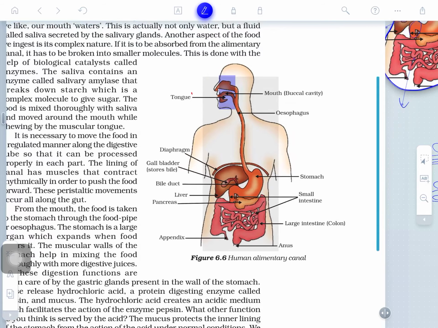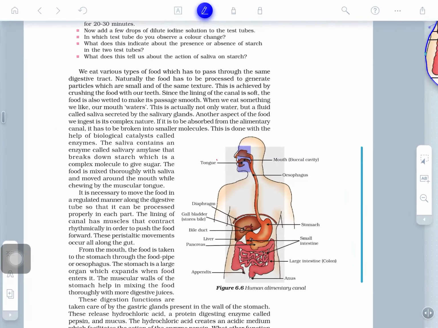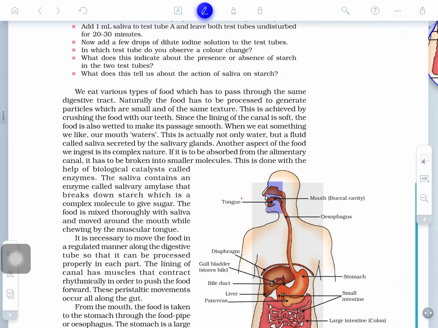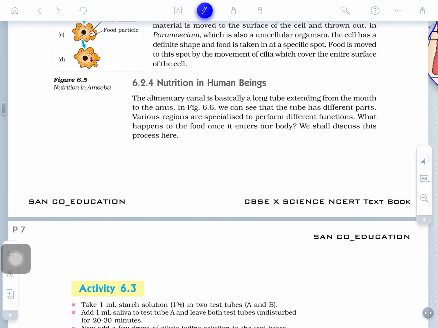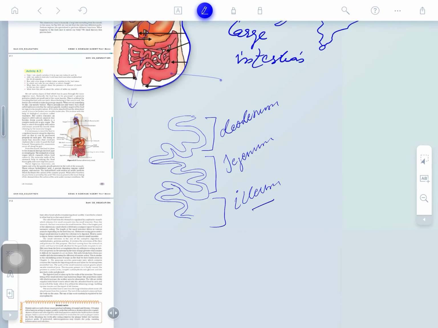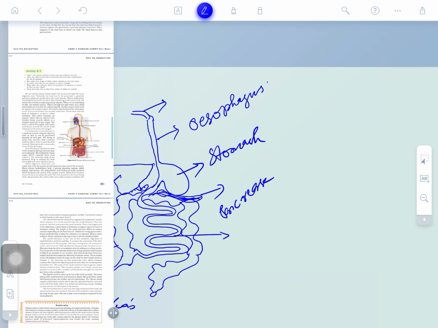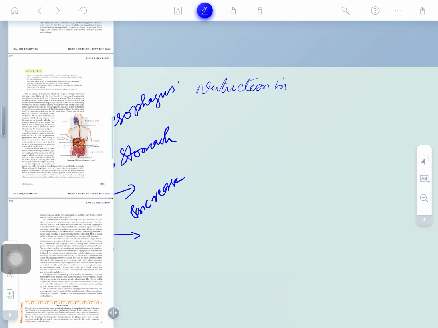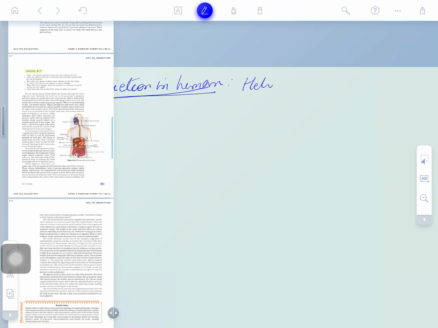Right. So first we need to explain what you will write. When you are explaining the human digestive system, you will just write simply: your title is human digestive system, nutrition in human. What type of nutrition in human is found here? It's heterotrophic, holozoic, as humans engulf solid food.